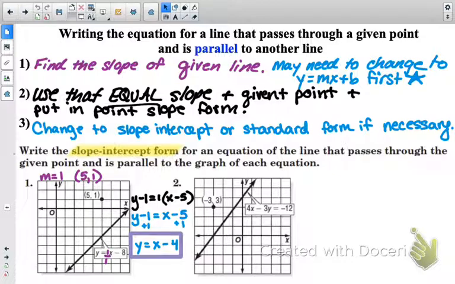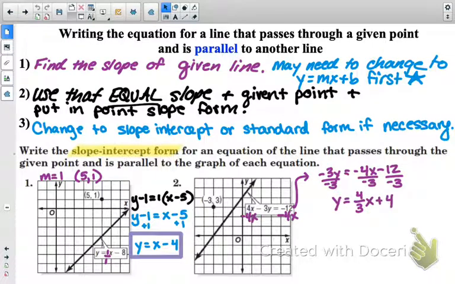line they gave us is in standard form. All right, so we're going to change that to slope intercept form. So we're going to start by subtracting 4x from both sides and dividing everything by -3. So we end up with the equation of this line is y equals 4/3 x plus 4. The only thing we need from this line is the slope. So the slope is parallel, so it's the same, and it goes through that point -3, 3.